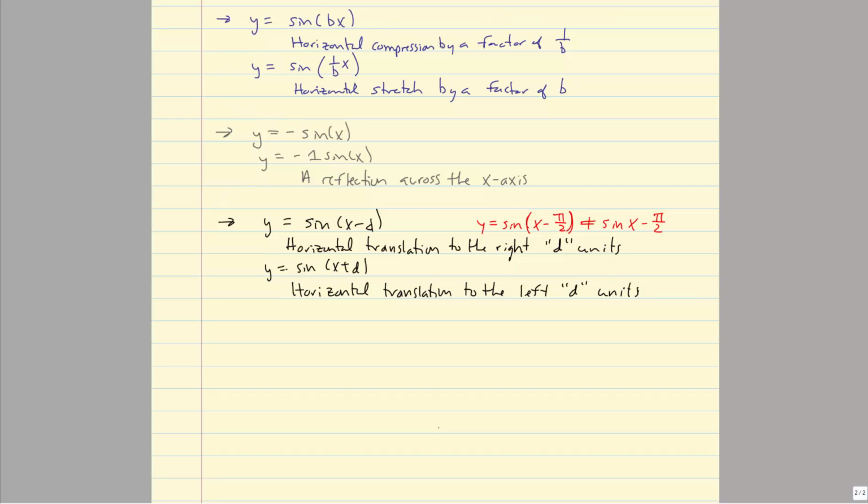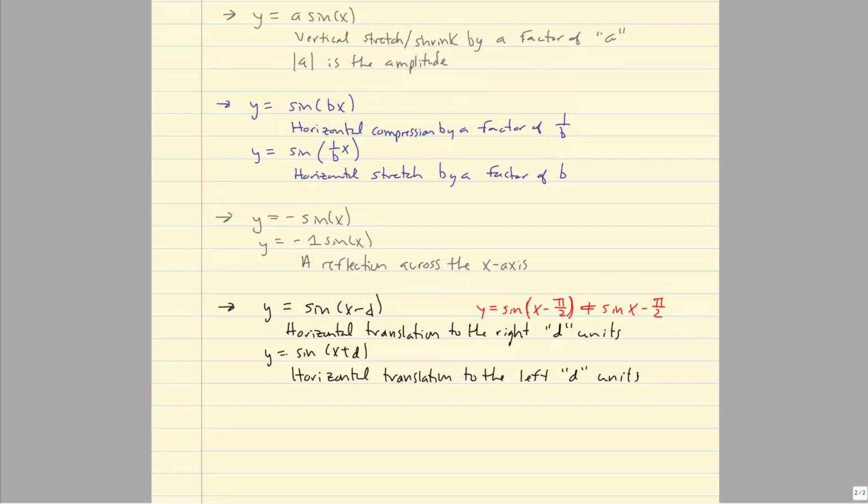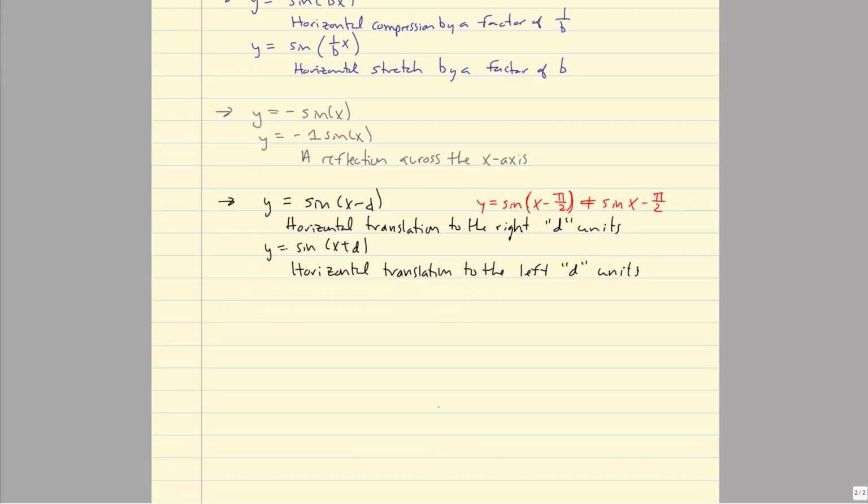So if we come up here, this was within the argument up here, and if you'll notice, it's the opposite. You'd think it would be a horizontal stretch, but it's a compression by a factor of 1 over b. So those are some things to look out for. Now these ones that we just looked at are also called phase shift. So this is also known as phase shift. So let's say I moved to the right pi over 2 units. My phase shift would be pi over 2. So you'll see the terminology phase shift, and that's what it applies to.